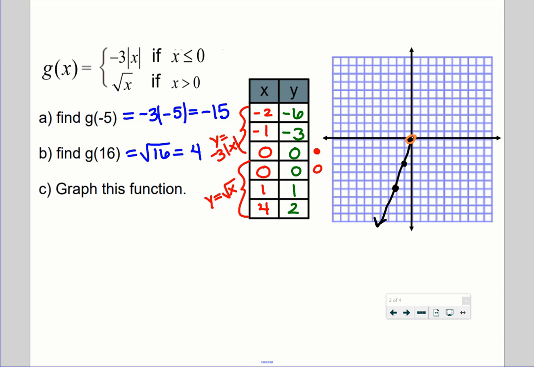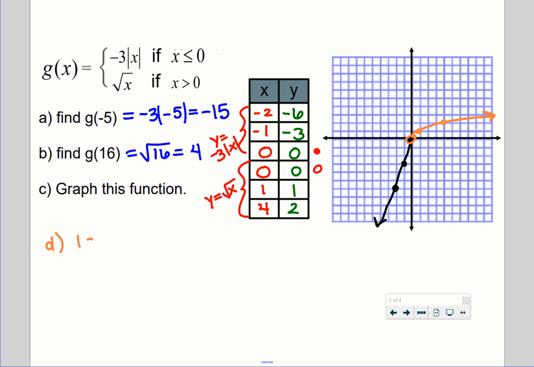Now, you cannot have 2 points on top of each other, which technically we do not. 2 points on top of each other would not pass the vertical line test because they'd be on the same vertical line. When you have an open circle and a closed circle on the same vertical line, there's truly only 1 point there. So this is okay. 1, 1 is my next point. 4, 2. And then we know that guy's defined for all values greater than 0, so it's going to go forever to the right.